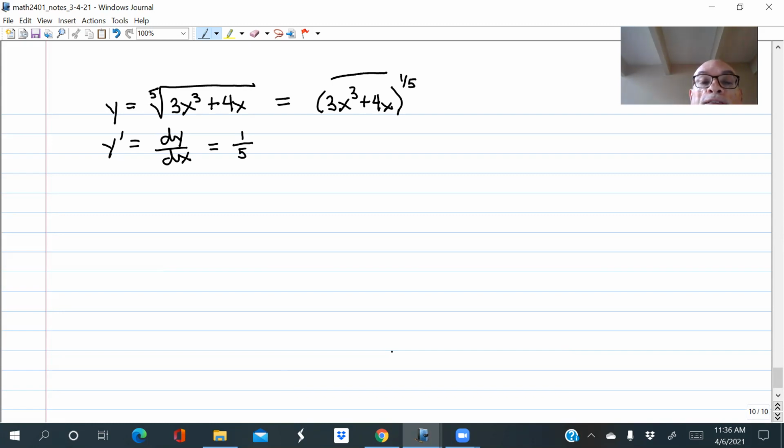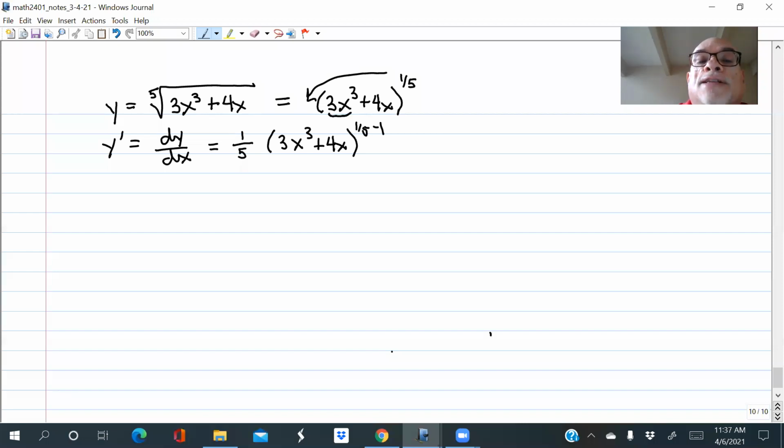So we'll bring the 1/5 down, of course. And so we have 1/5 times 3x cubed plus 4x. And then you have to subtract 1 from that 1/5. That's a little bit messy, but we have to do that. And so that's really the power rule. Once you've subtracted the 1 from the exponent, you're really finished with the power rule. Except here's the catch. This is why this problem is in the chain rule homework.